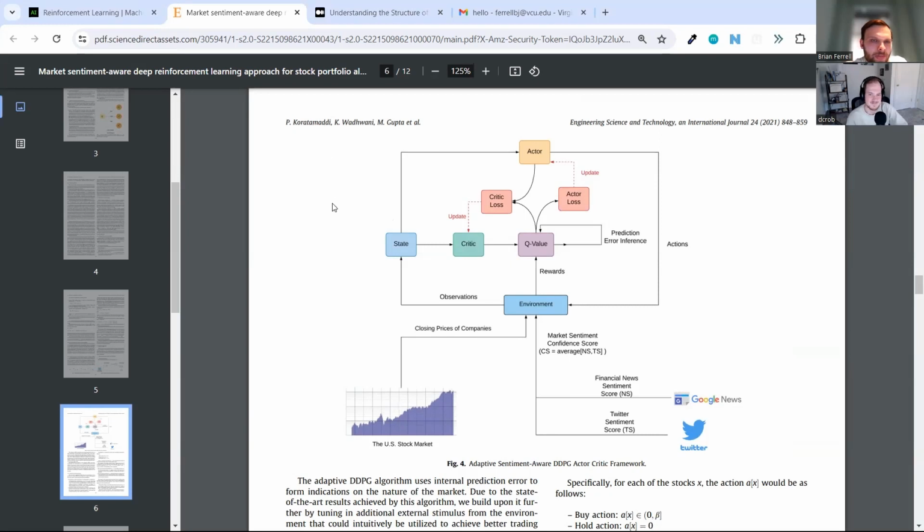But yeah, so all right, so the agent sees the state at time t.